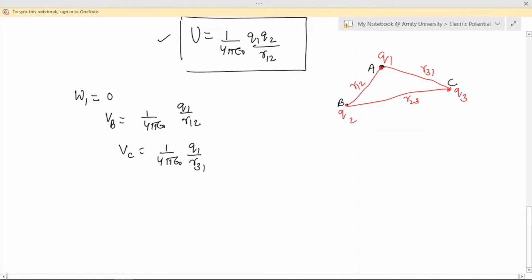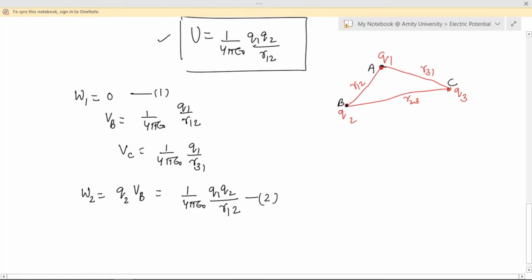Now, the work done in bringing the charge Q2 to point B is W2. Right now there is a field, or potential, only due to Q1, which we have marked as VB. So this W2 will be equal to Q2 into VB, which we get to be 1 by 4 pi epsilon naught Q1 Q2 upon R12. So the work done is 0 initially, and now the work done in bringing the charge Q2 is this much, W2.